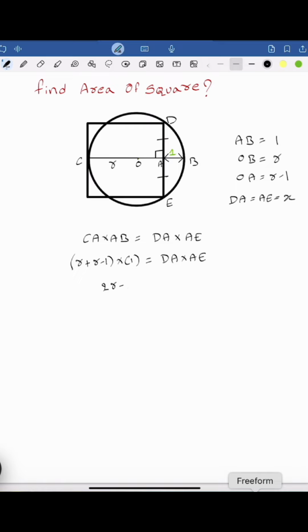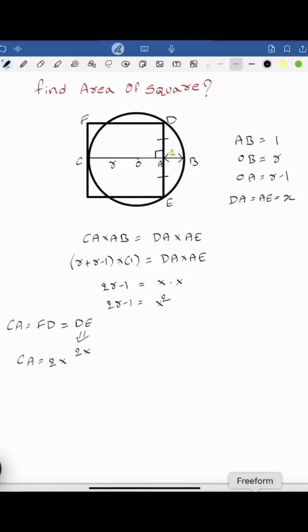So 2R minus 1 is equal to x multiplied by x, which gives 2R minus 1 is equal to x squared. Until here everything is unknown. If you observe the diagram carefully, CA is equal to the side of the square. All sides are equal, so it is also equal to DE. We know the length of DE is equal to 2 times x. So CA is equal to 2x.